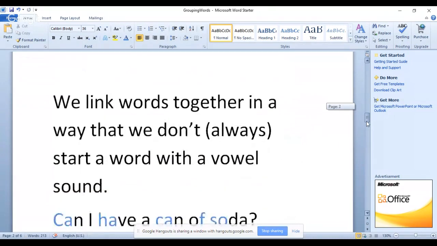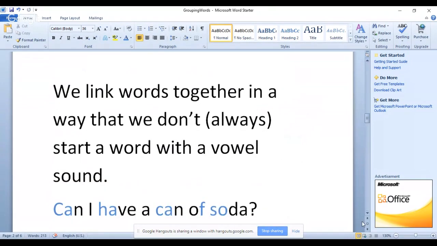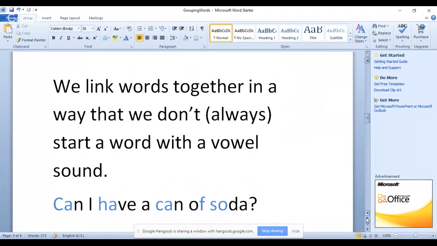Well, let's go down here. This is the fun part. This was the inspiration from the film I watched today, or the video. So, why don't you go ahead and read this definition for us in black? We link words together in a way that we don't always start a word with a vowel sound. Can I have a can of soda? Okay, so "soda" was definitely from Georgia. That was a Georgian pronunciation. You said the R at the end there.